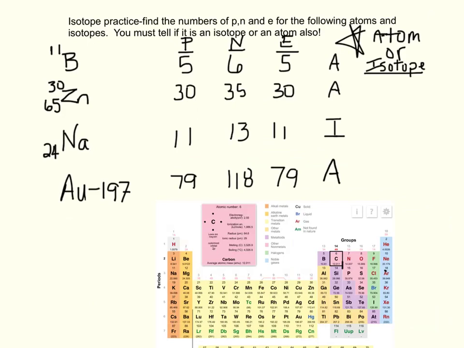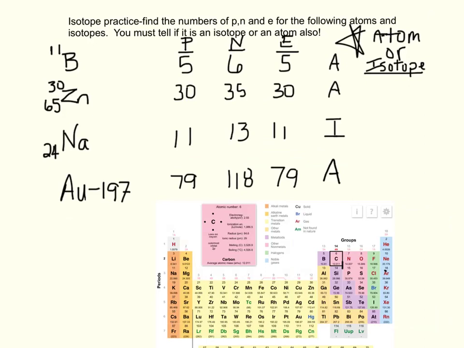Okay, let's take a look at our answers. Boron, protons, neutrons, electrons, there's the answer, and this would be an atom, because if you look at boron, the mass you're given, 11, is within a half of what's on the periodic table. It's 10.8 on the periodic table, so 10.8 compared to 11. That's within a half. Zinc, it is number 30, and if you take a look, the mass was given as 65, and that's what's on the periodic table, 65.38. That's within a half. So that's an atom.